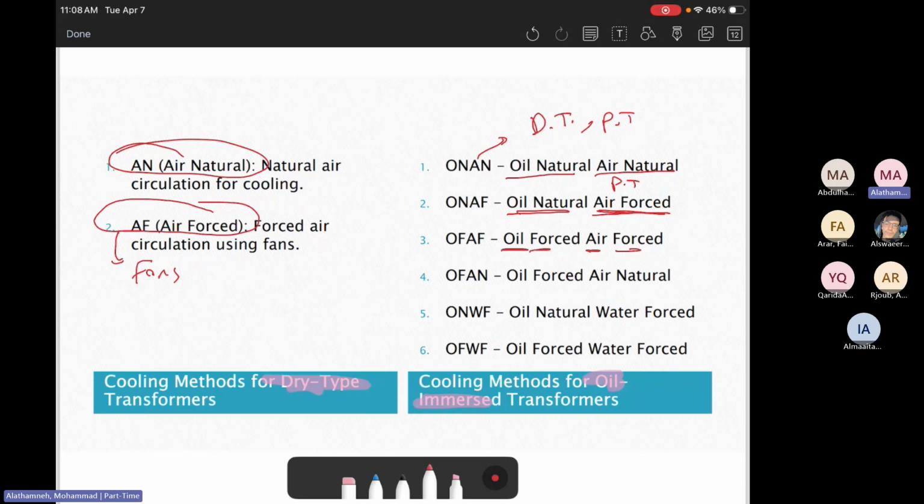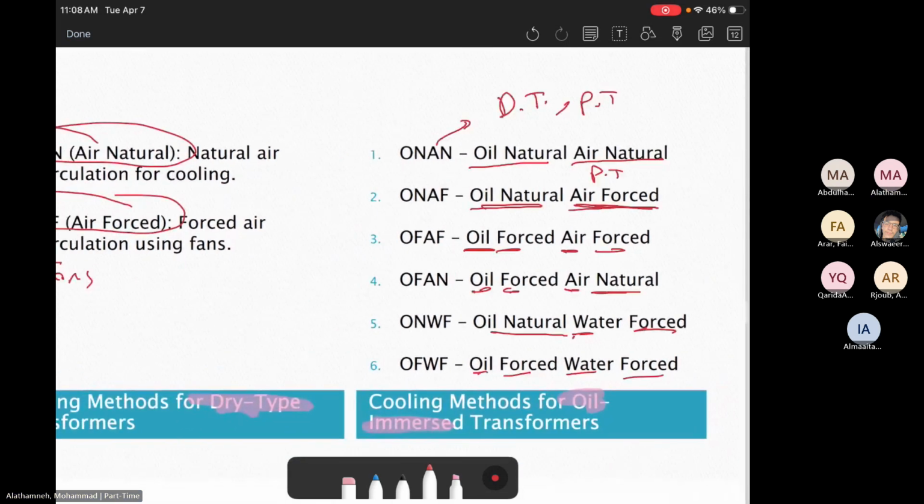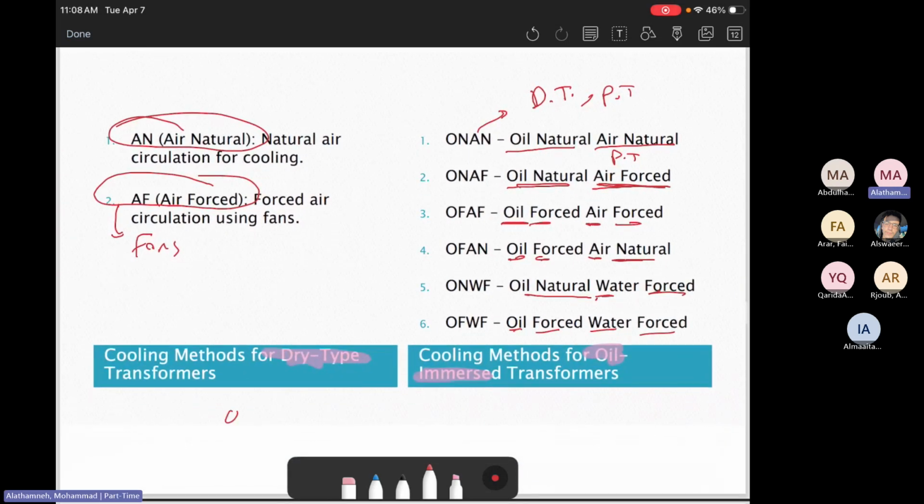There is OFAN, oil forced, air natural. This is very rare. And there is oil natural, water forced. Sometimes the fan is not enough, then we need to put in water circulation. And there is oil forced, water forced. This is also very common. But the one that we have in Jordan, the vast majority of the transformers are ONAN.